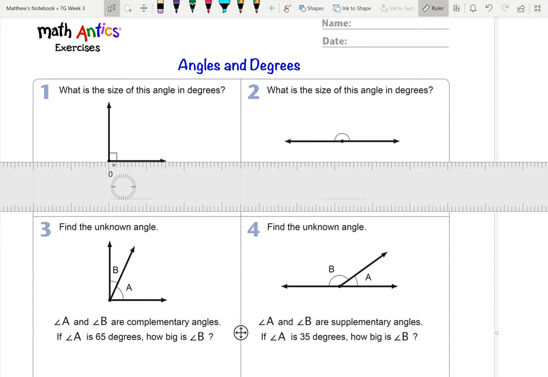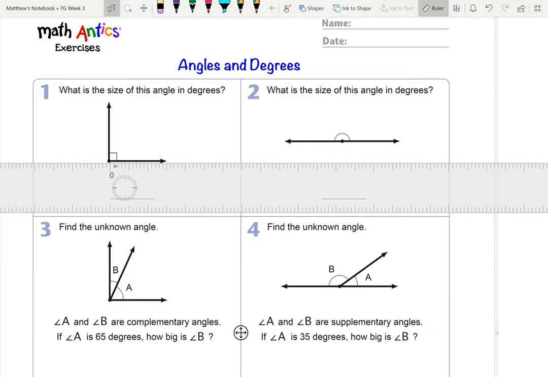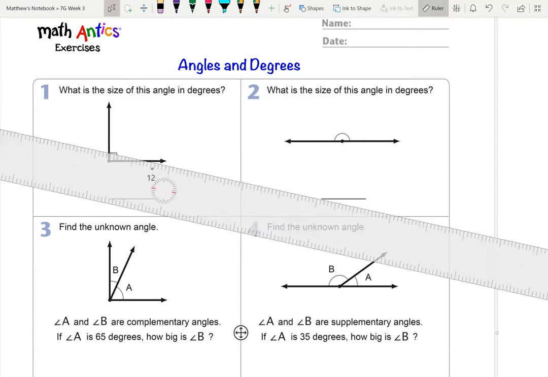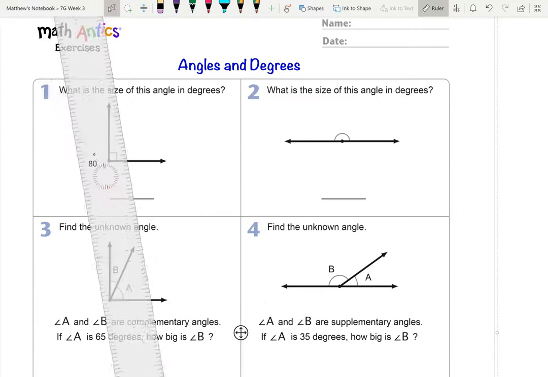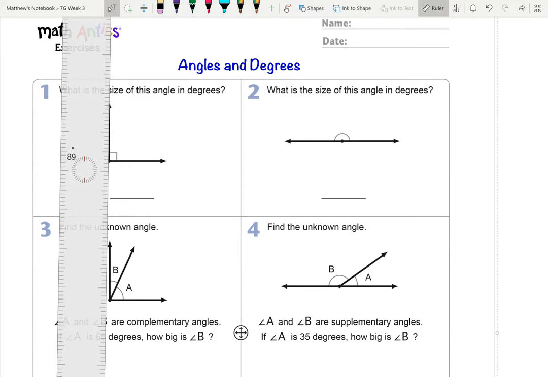So it says, what is the size of this angle in degrees? Well, right now you're looking at my ruler and you see 0 degrees. Technically it's 180 degrees on my ruler, but it's just a little odd the way it's shown. So I'm going to go ahead and tilt mine. And we'll see here that when we go directly up and down, this is a 90-degree angle.